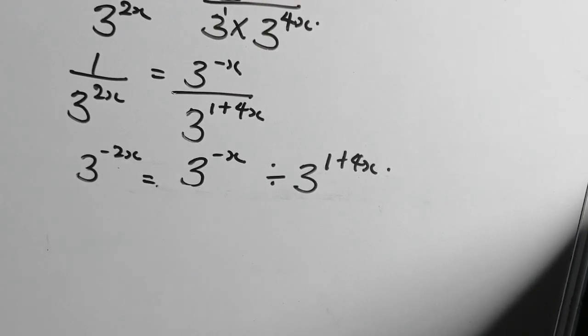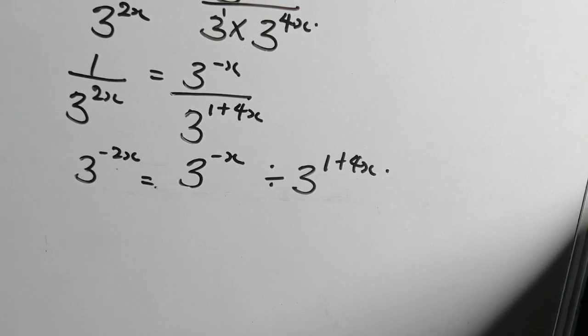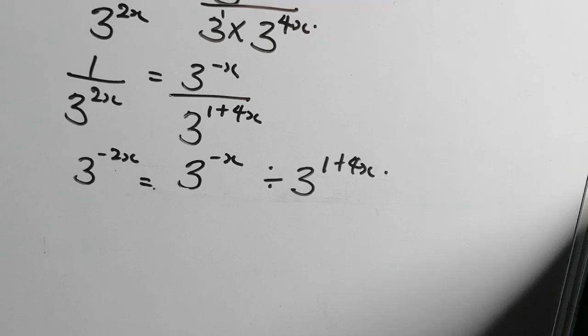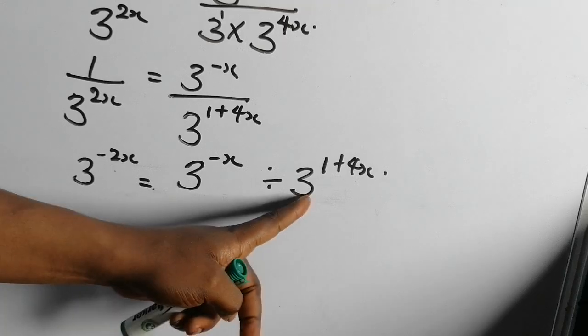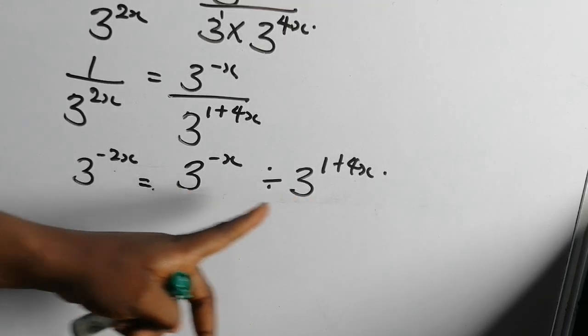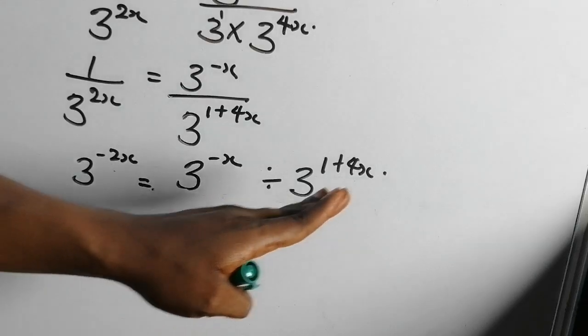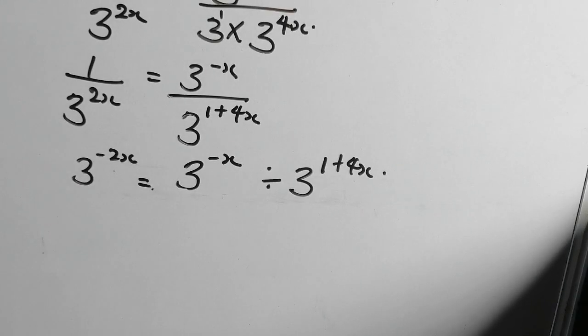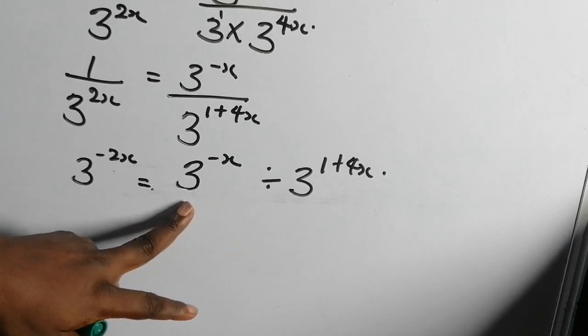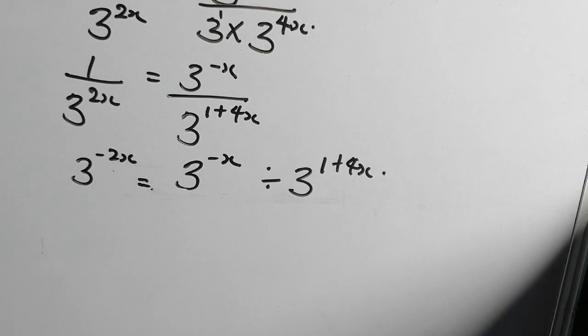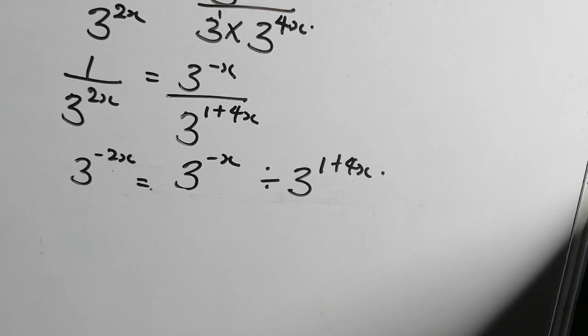In division law, under indices, what do we do? At the end of the day, all I need to do is pick one base. You pick one base, then you subtract the power. So in division law under indices, you pick one base and you subtract the power. Division law, pick one base and you subtract the power. It's as simple as that.